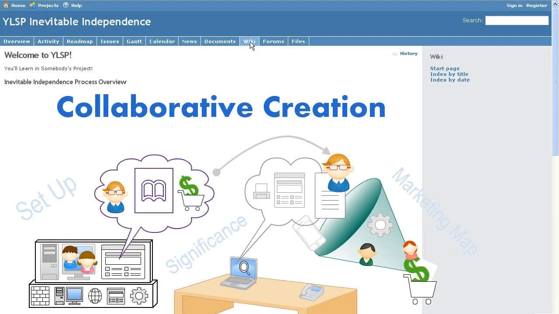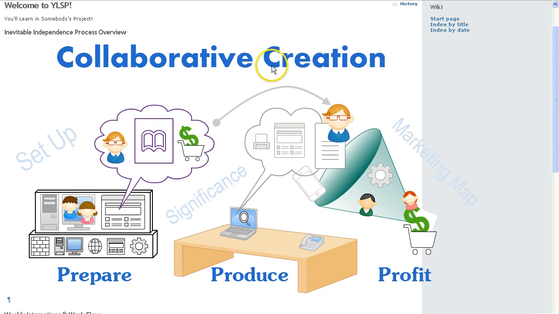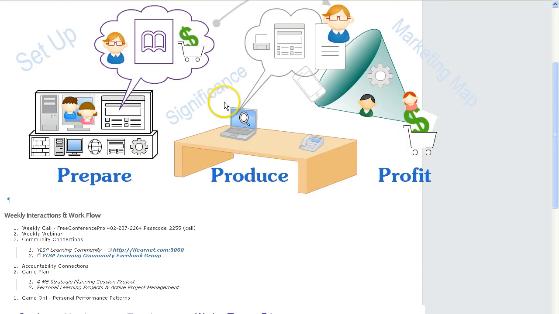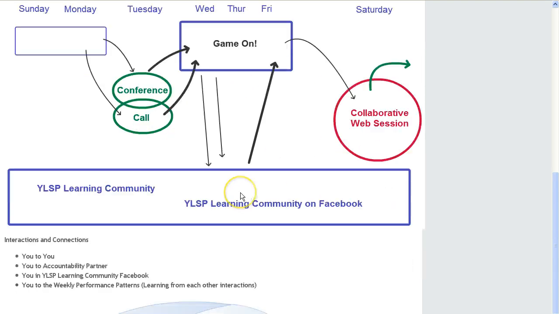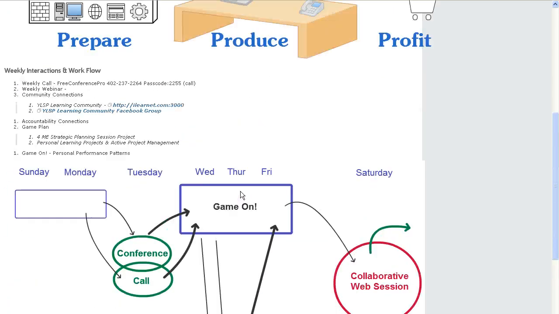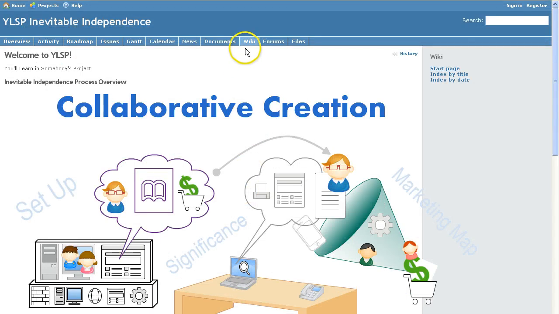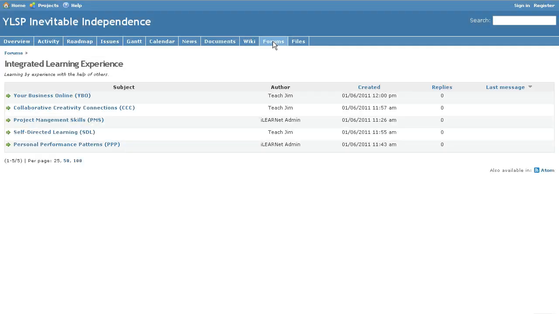A wiki might be the starting place where your training ideas come together. That's right, the collaborative creation process that we've talked about earlier. Some of these kinds of visuals might show up here. Our weekly calls, our game on, our collaborative sessions, all can be spelled out, you see. So these kinds of visuals can show up in your wiki. You have an idea for forums. You can actually have a forum and discuss varying issues about your project at the time.